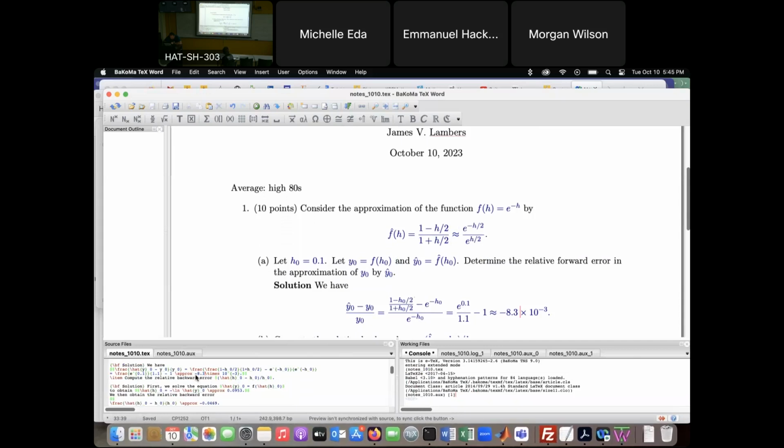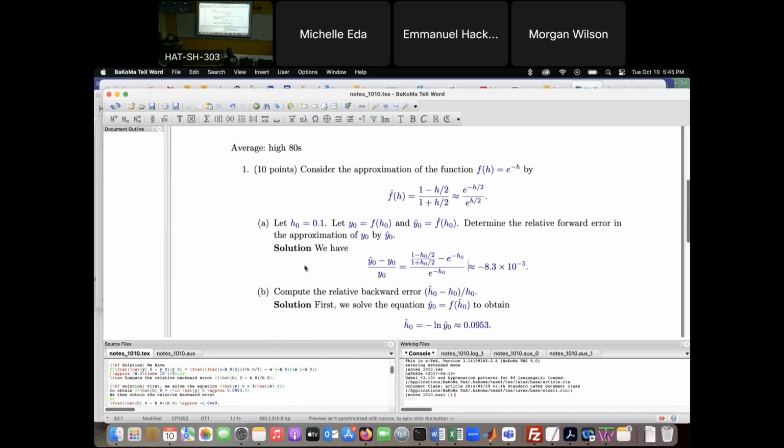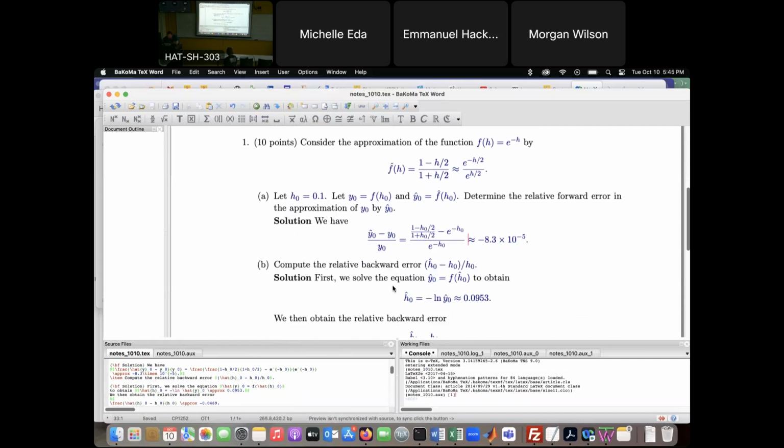Hold on, I'm looking at my notes here. Times 10 to the minus 5 is what it turned out to be. Need to get rid of this because that's not what this is. All right. And then the relative backward error. What you're doing is getting your h naught hat by taking minus the natural log of your approximation. And in this case that turns out to be very close to 0.1.